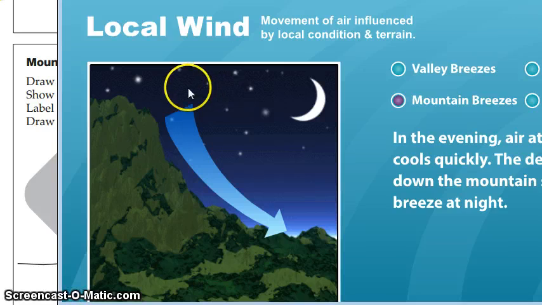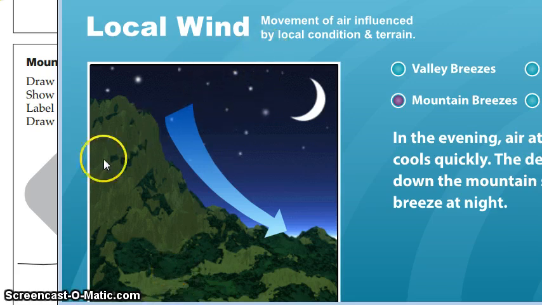Again, our high pressure system or high pressure area up in the mountains, and then the cooler, denser air would start to sink down into the valley where there's going to be lower pressure. So again, wind moving from high pressure to low pressure at night, sinking down from the mountain into the valley.